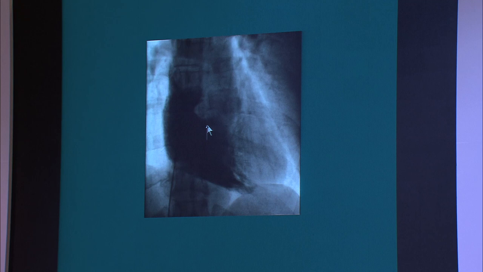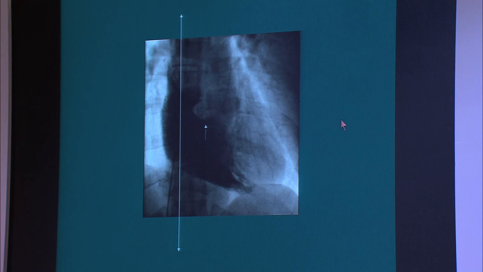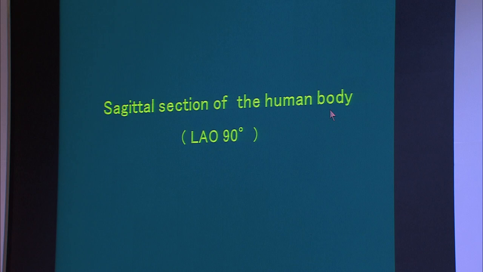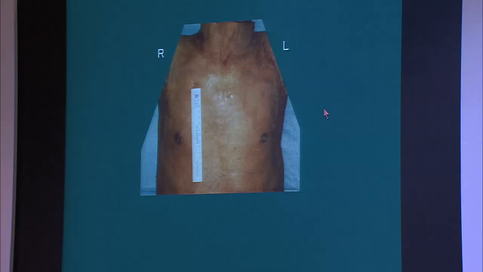To observe this aspect of the membranous septum and the surrounding structure, we cut the human body along this line. Let me show you the sagittal section of the human body. This is a lateral view. This is a human body. This is the median line. The body was cut along this line.